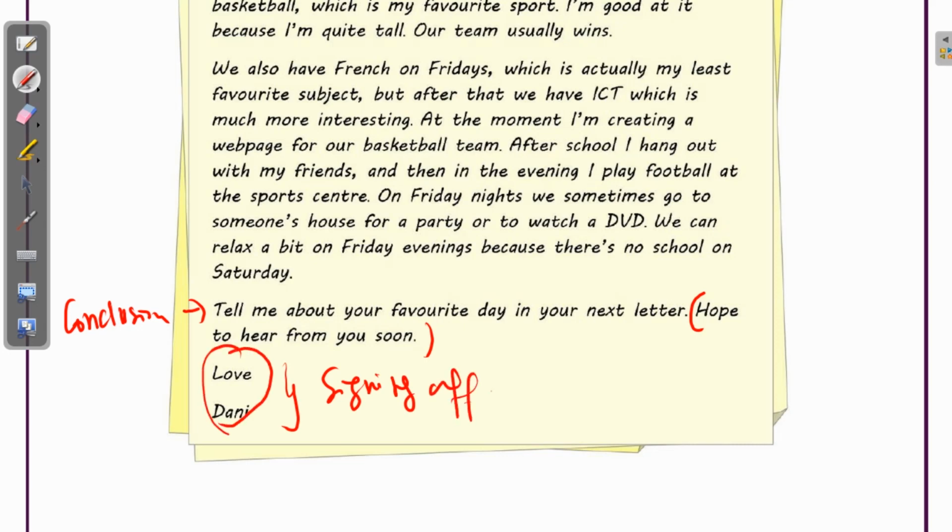Okay. Right, so I hope you understand my explanation on the letter. Okay, so after this, I will give the explanation for the exercise and the letter writing exercise.